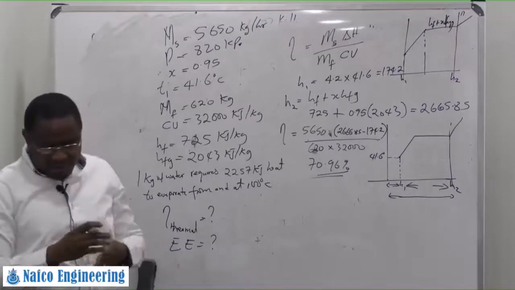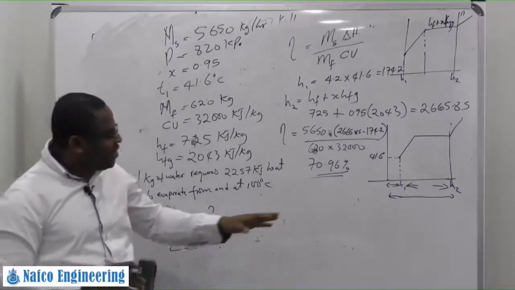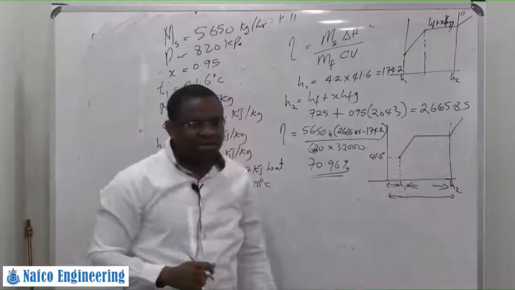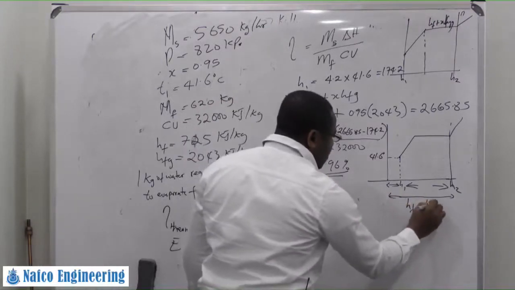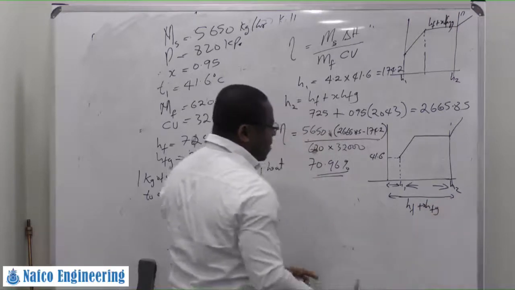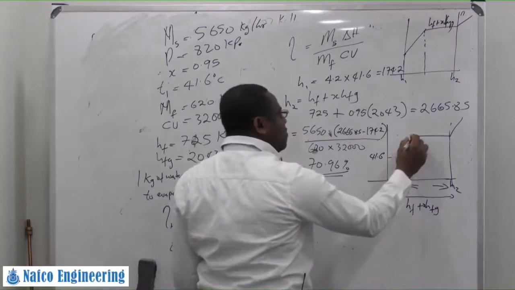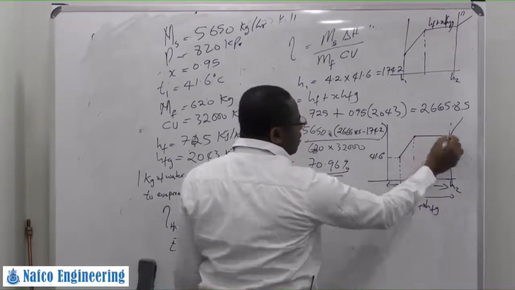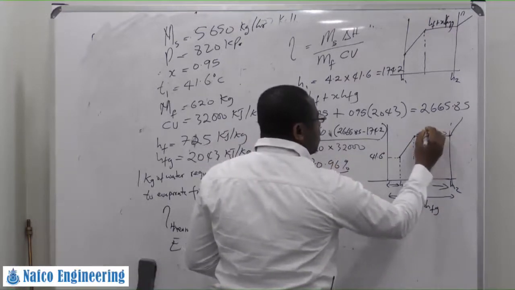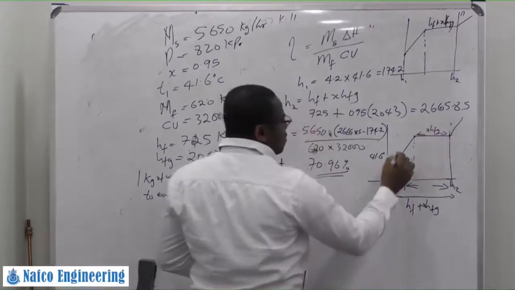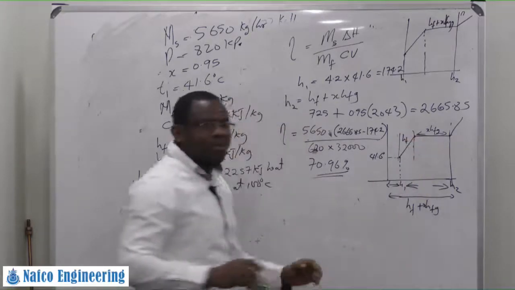Okay, so we got that as the efficiency. When we solve this, we're going to look at one question to check whether you understood the whole of this. We'll talk about HF plus X HFG, from here to here. H1 is this. All of this from here up to this point is your HF, and this one, from here to here, is your HFG.